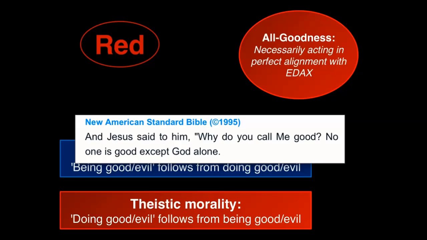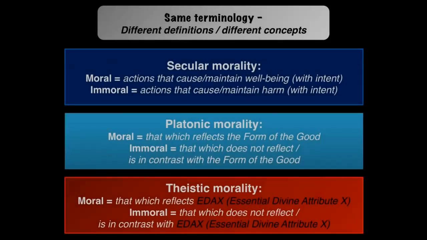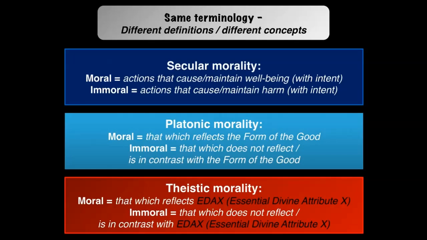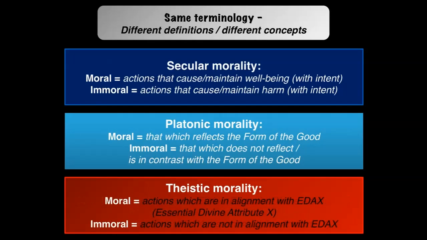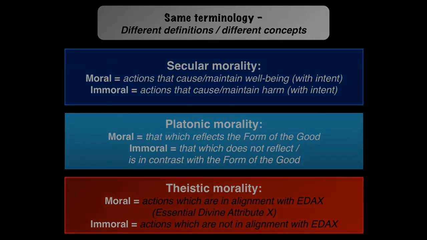Other beings necessarily lack essential divine attribute X, and are essentially like the shadows of the Platonic forms, imperfect reflections. However, when it comes to actions, it might be helpful to change the wording from reflecting to acting in alignment with. This also helps when we consider the relationship between creator and creature, which entails commandments.